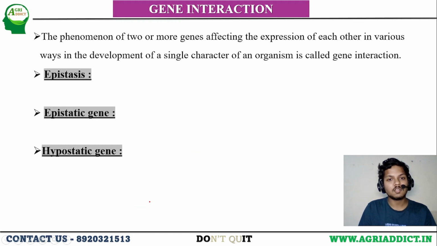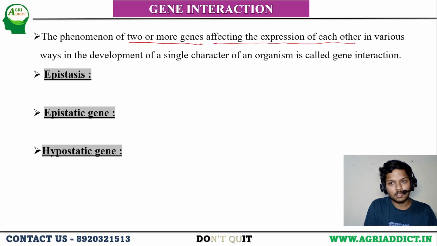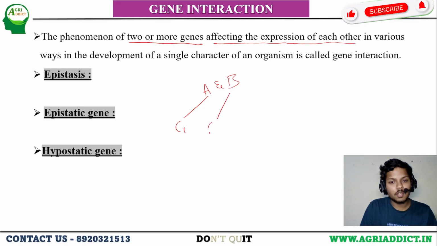Let's know what is gene interaction. Gene interaction means two or more genes affecting the expression of each other. Let us take two genes like A and B, and if the character of A is being affected by the B gene, or the character of B is being affected by the A gene, we call this gene interaction.